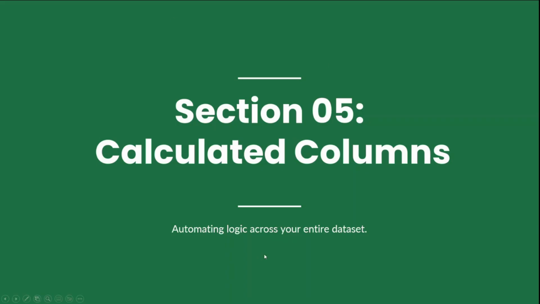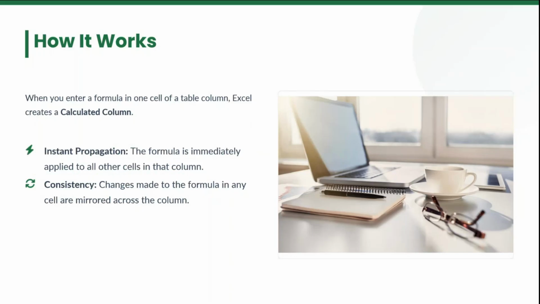Okay, automating logic across your entire data set. So this is a cool one. Another cool function is that we can have calculated columns within Excel tables. Within a range, you can't really have calculated columns. If you wanted to do a formula, you do it cell by cell, or you do it in the cell on top and then drag your formula down. But I'll show you a cool thing with Excel tables.